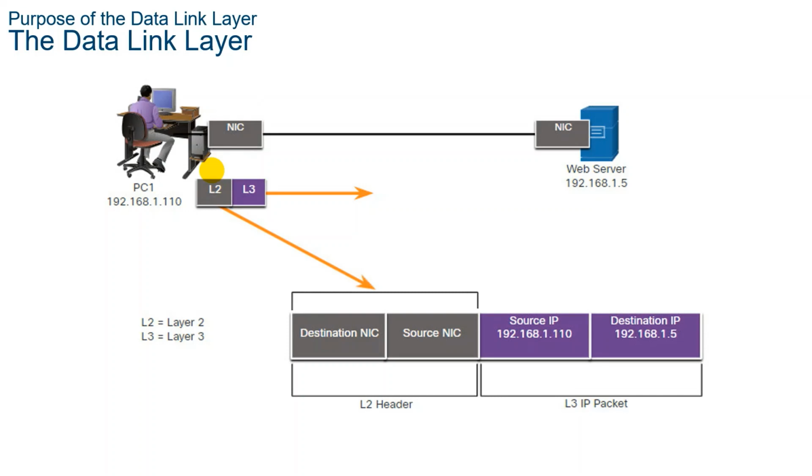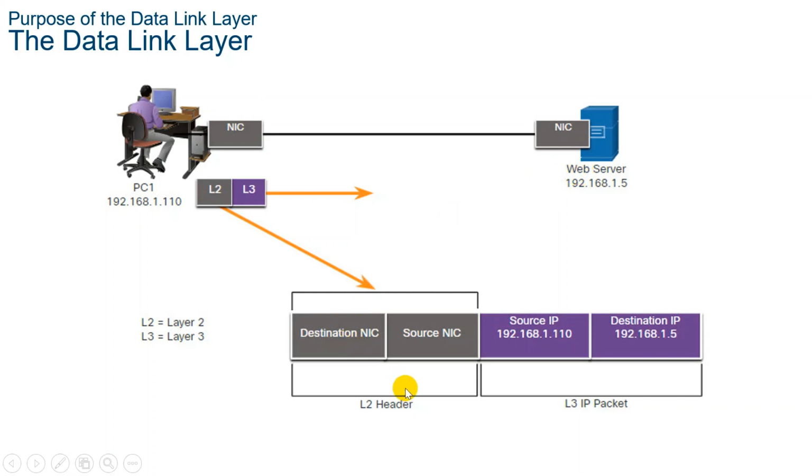The figure here displays an example of how the data link layer adds layer 2 Ethernet destination and source NIC information to a layer 3 packet. It would then convert this information to a format supported by the physical layer, which is layer 1. If you can see in this diagram, you've got the layer 2 and layer 3 information that would be forwarded from the NIC of workstation PC1 to the web server.